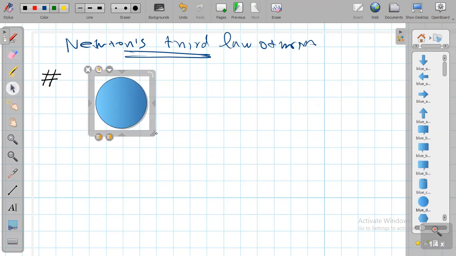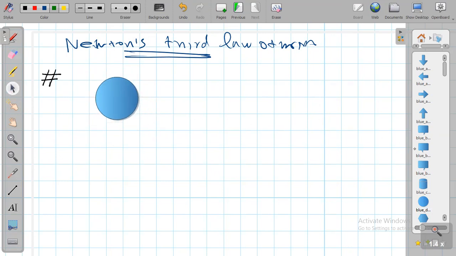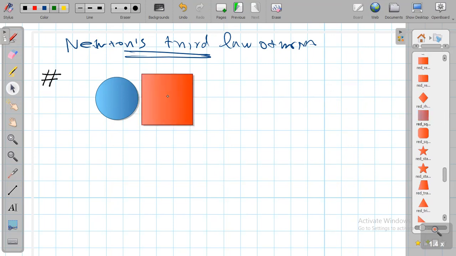Equal in magnitude and opposite in direction. This is how A level, not like O level. We can't say it the way we wrote it at O level. When two bodies interact with each other, that's how we write it. Right here, have a good look at it.